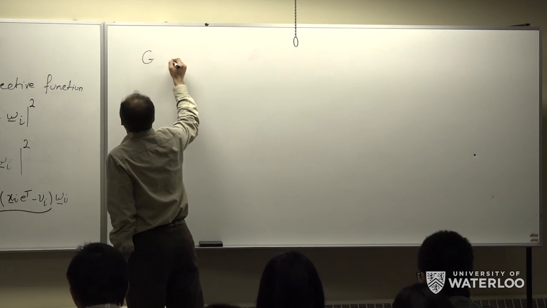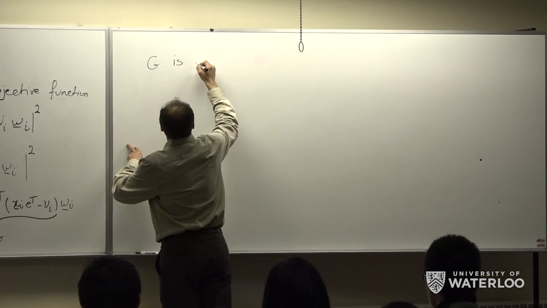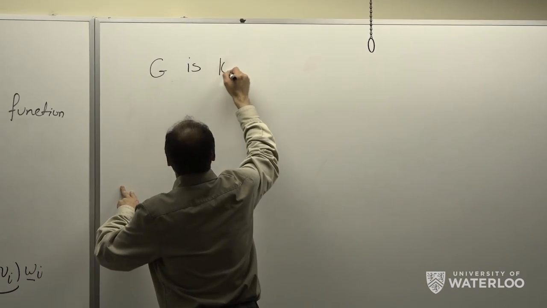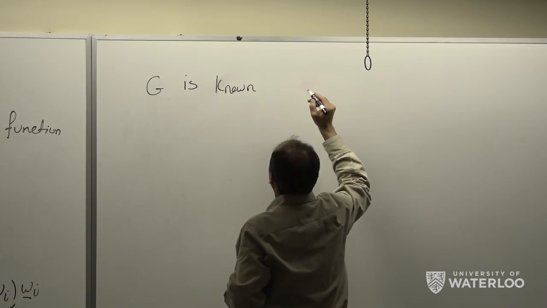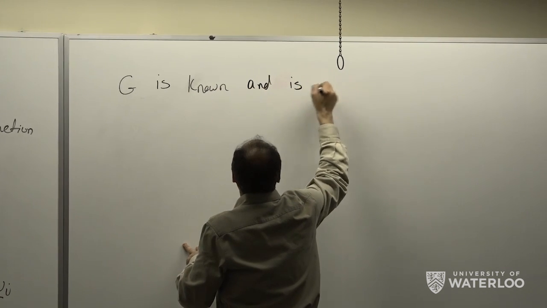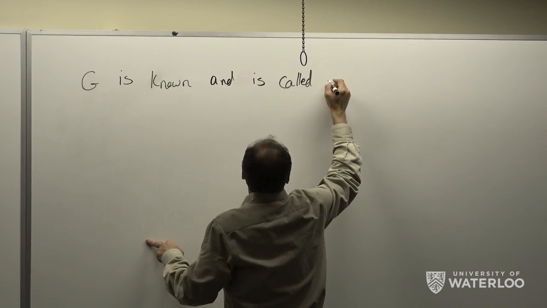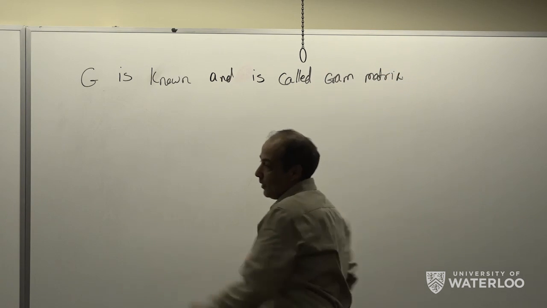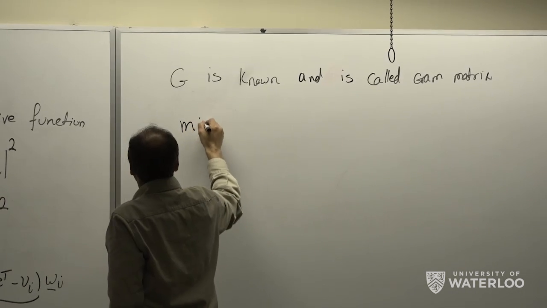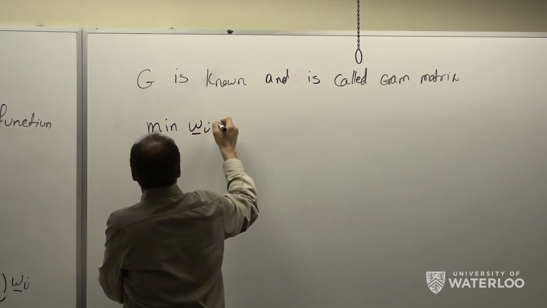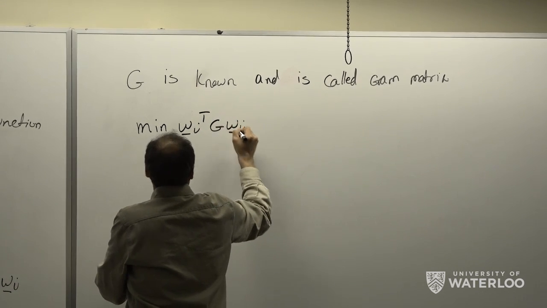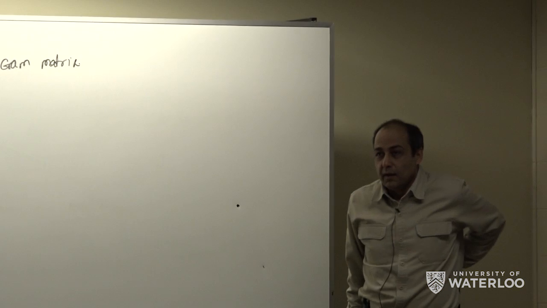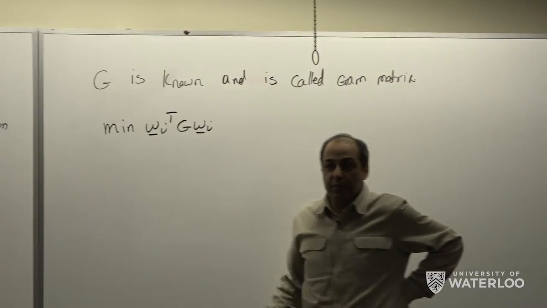So G is known, and it's called the gram matrix. Basically, I would like to minimize Wi transpose G Wi. Okay, what's the solution to this optimization problem?